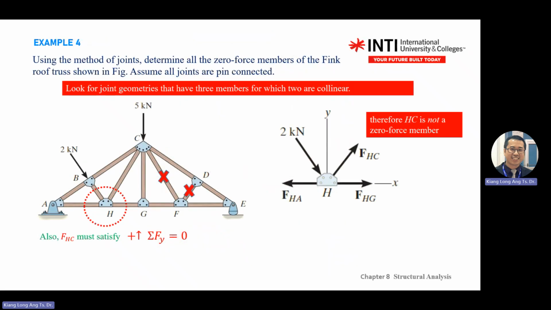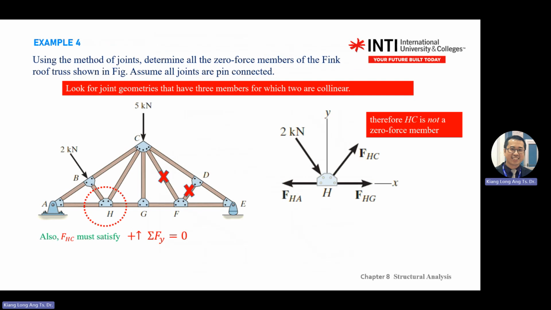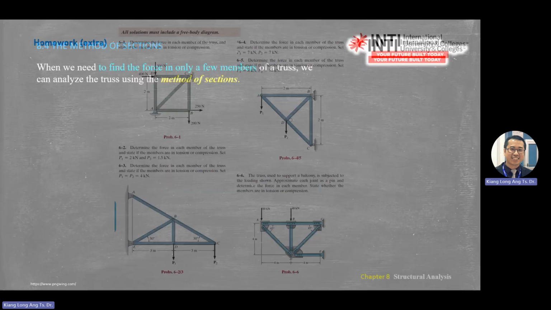If you do the analysis, you'll find that FHC, this one, is not a zero force member. So there are only 2. The answer is here, only 2. You still need to do some analysis on the joints. So just be careful. You do the analysis and prove it. If it's 0, then it's a zero force member. With this, these are your homework.